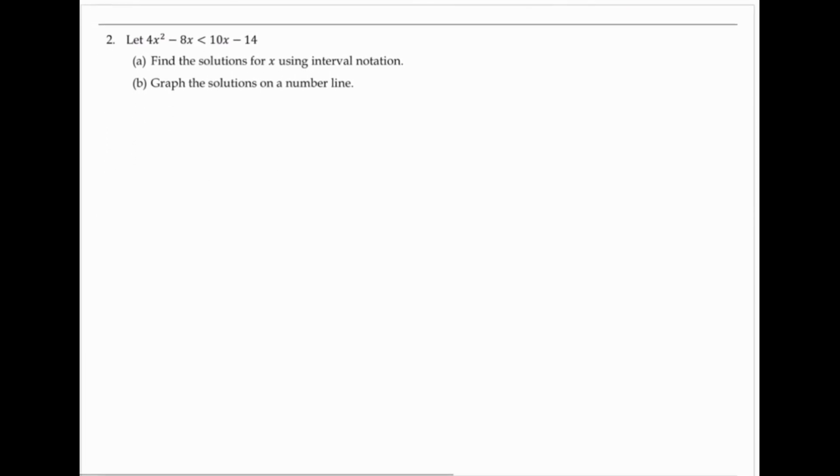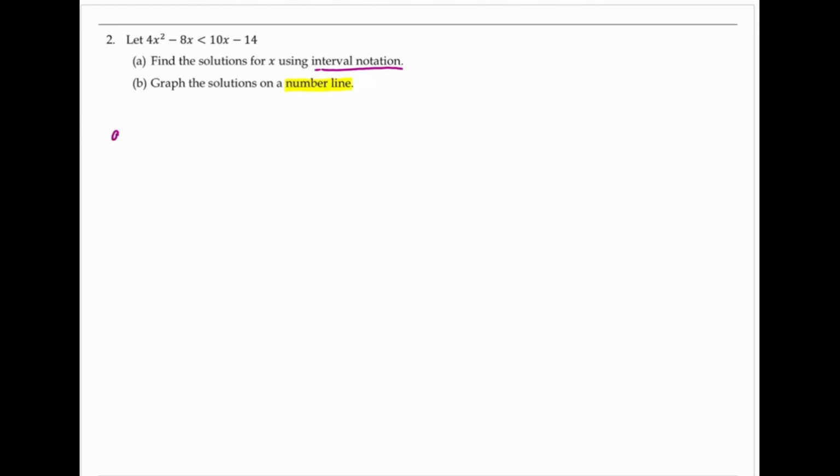Let's take a look at number 2. So here we have an inequality: x squared minus 8x is less than 10x minus 14. We want to do the same thing, solve for x. This time our answer only in interval notation. And we want to graph the solutions on this number line. Sometimes they ask us to graph it, sometimes they don't. So I do suggest you graph your solutions all the time just because it's easier to visualize the answer.